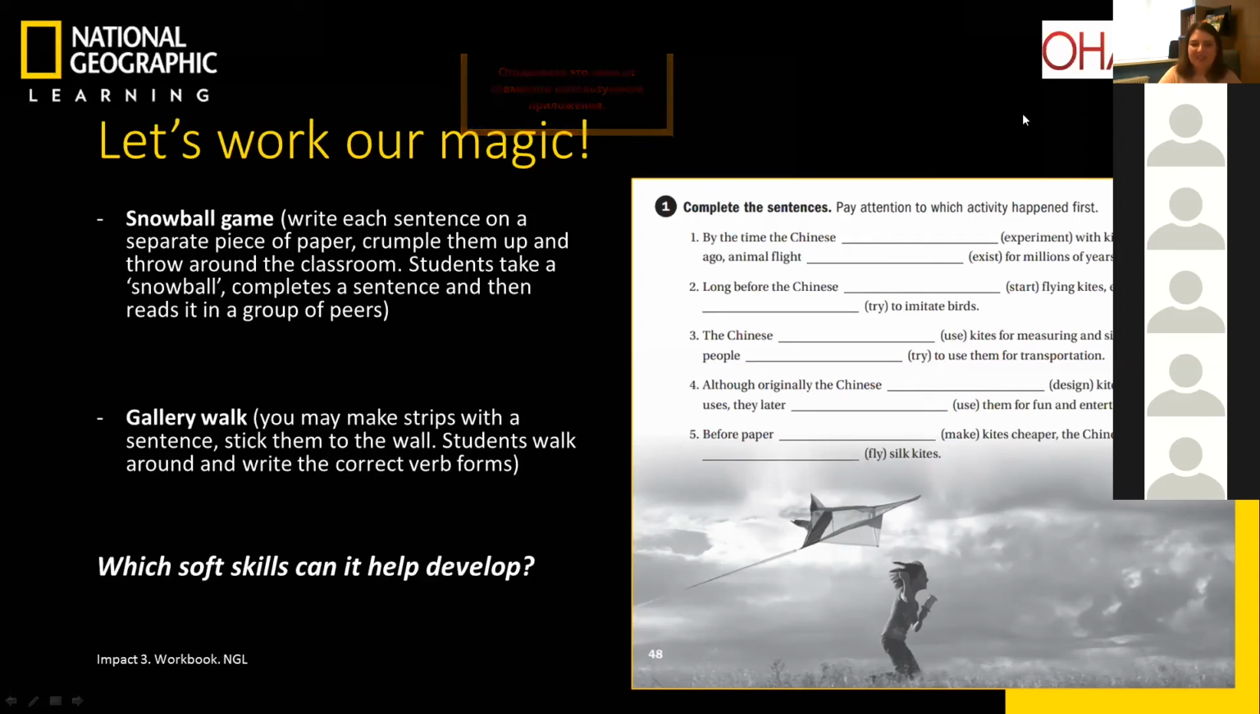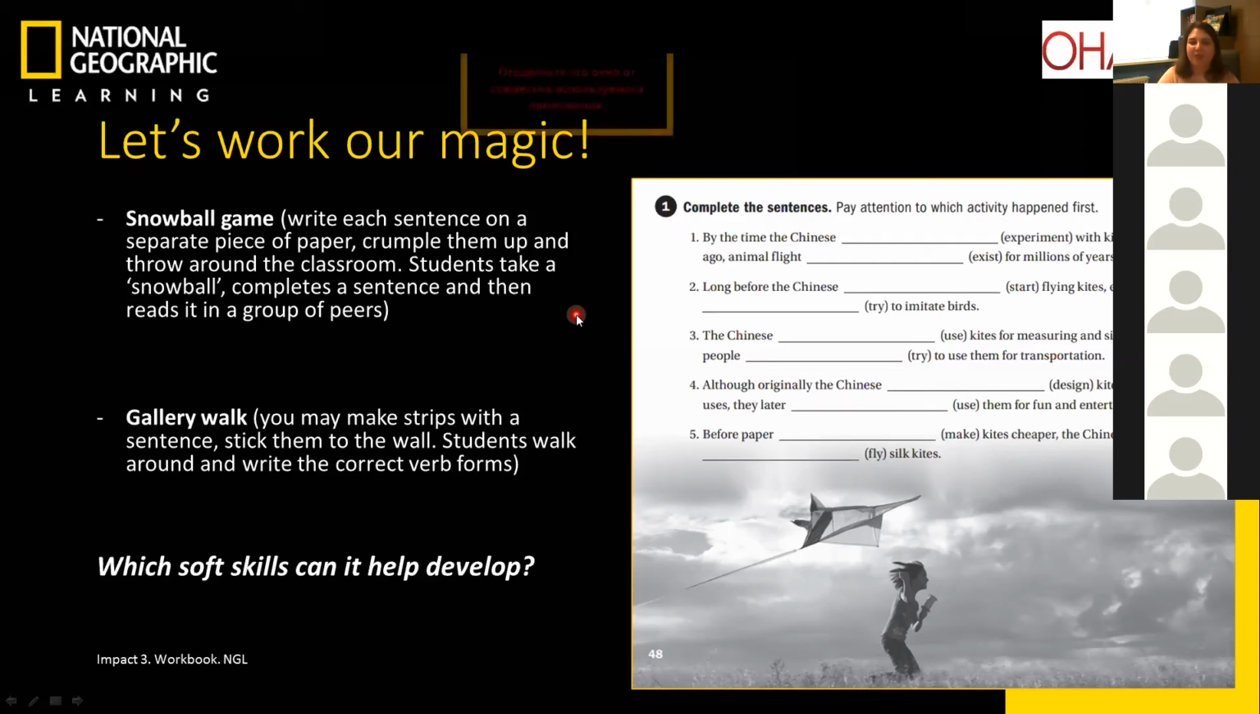Okay, there is a question in the chat box. About the snowball game, the instruction is written here on the screen. We write sentences on separate pieces of paper, crumple them up, and throw them around the classroom. Then a student takes a sentence, completes it, and then reads it, working in pairs or in groups.